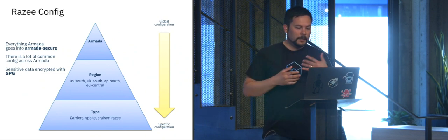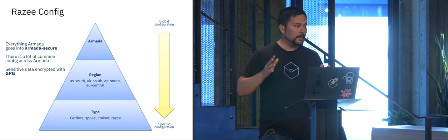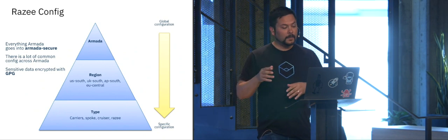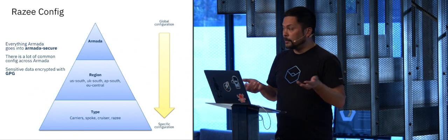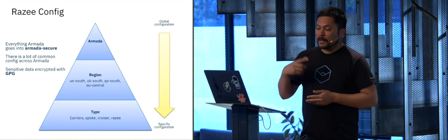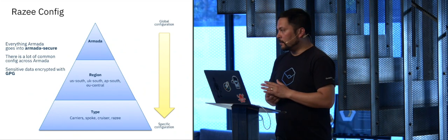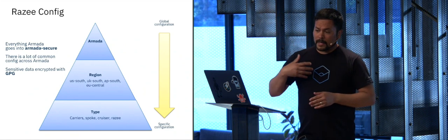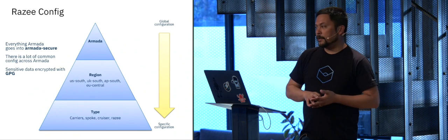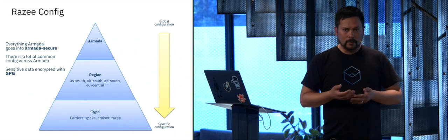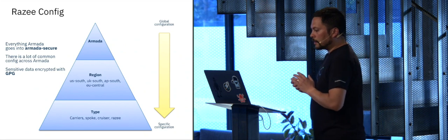So we built a repository called Armada Secure, and at the very top of the tree is all of our general configuration. Anything that gets applied to every cluster goes at the top, and the next level below that is per region. If we have something specific for AP North or US East, we put that configuration in that directory. And then finally down to the type: we have carrier spokes, cruisers, patrols, and another one for RASI to run some of our infrastructure tooling. That level is applied specifically for that type of cluster in that particular region. So this allows us to have a single project which manages the configuration for all of our control plane in one place.